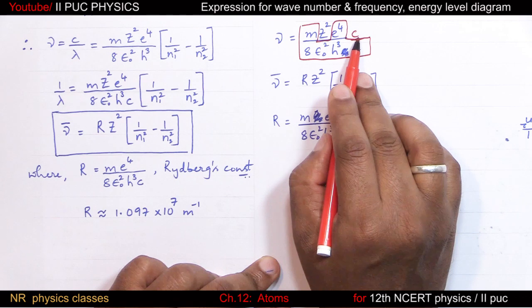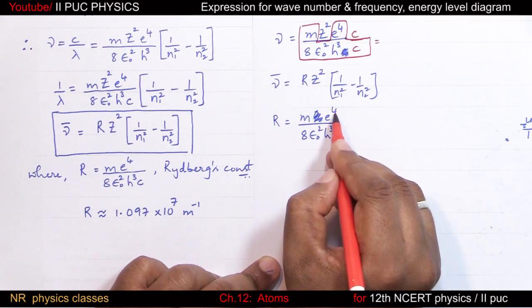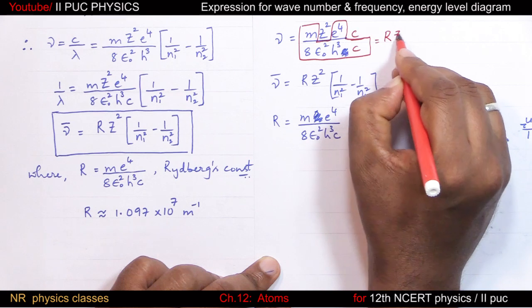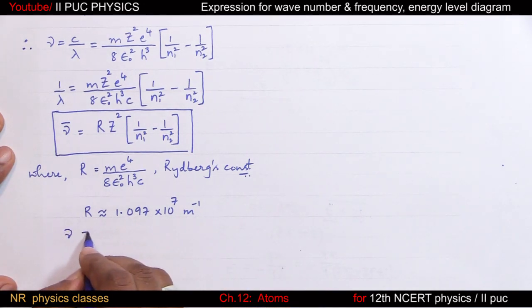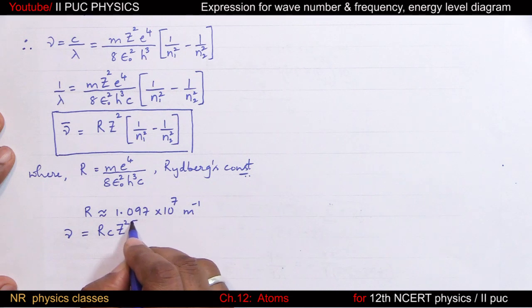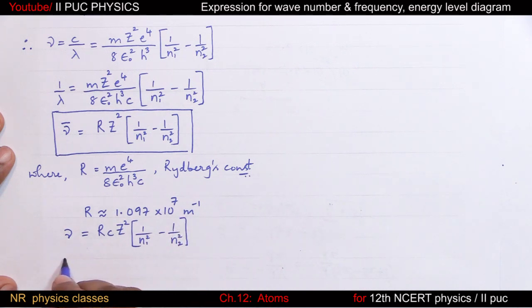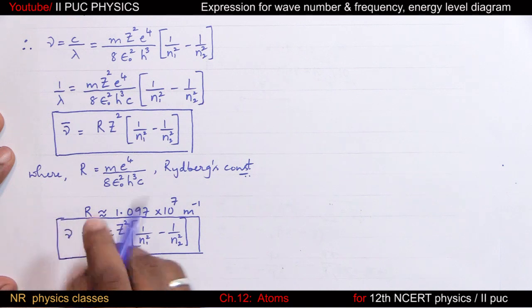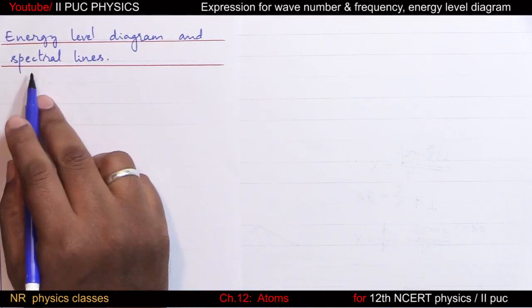Leaving z square and c, what we get is Rydberg's constant, m e to the power of 4 by 8 epsilon naught square h cube c, same thing here. So it is Rydberg's constant z square into c. So let me write this here, and expression for frequency is r c z square into 1 by n1 square minus 1 by n2 square. So this is the expression for frequency in terms of Rydberg's constant. This is expression for wave number and this is expression for frequency. Energy level diagram and spectral lines.